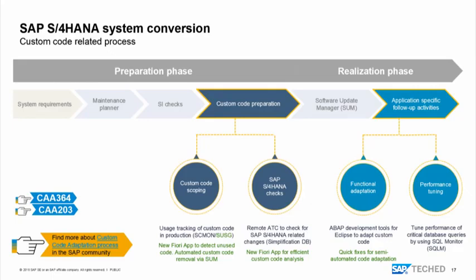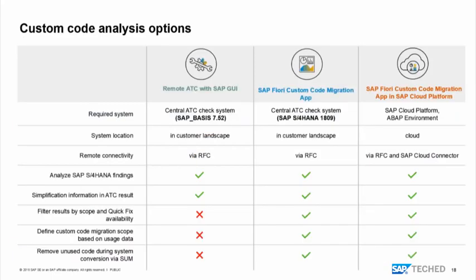And meanwhile, there are three different possibilities to do this analysis. These are the three columns. The first column here is the one that we kind of started with. You require a separate ATC check system that is based on basis 752 or higher.